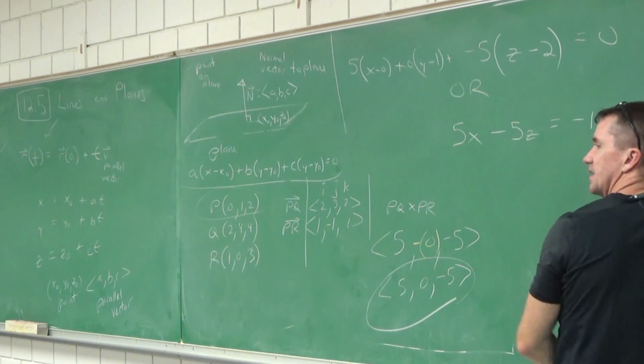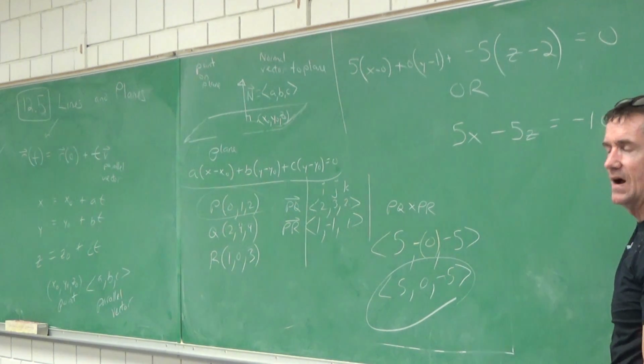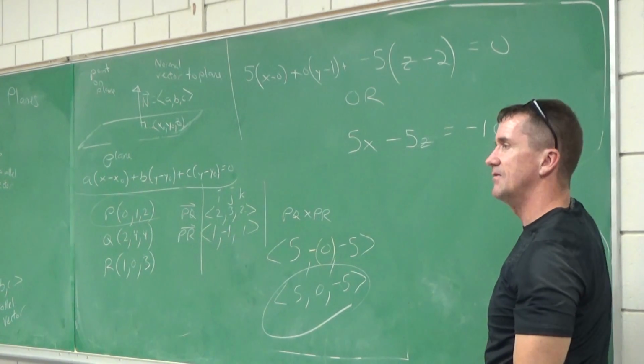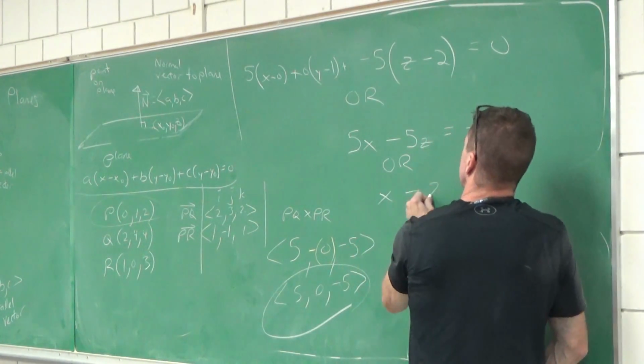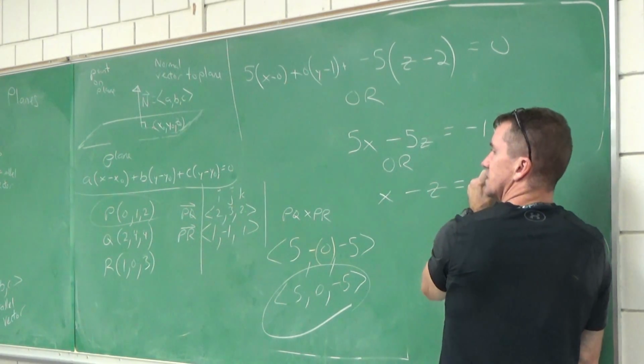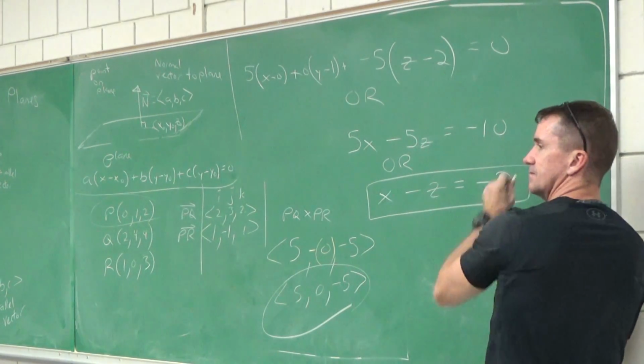Do you want to even prove that if you want? I mean, 5 is a factor of 10. Divide 5 on both sides, okay. Or x minus z equals negative 2. Now, how can I check this? Just plug in the right numbers.